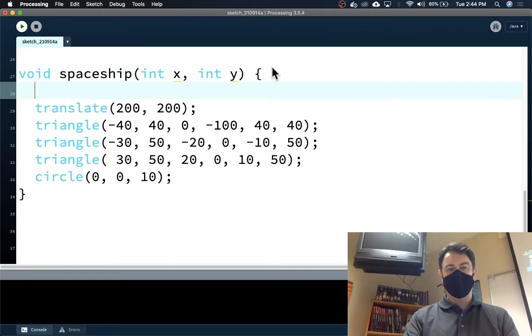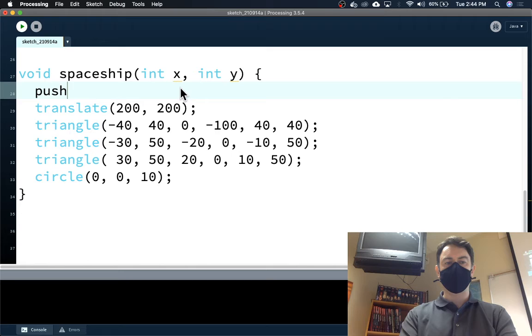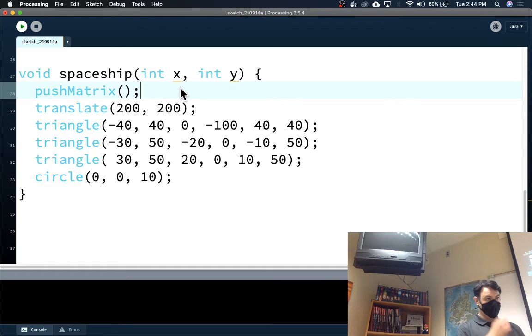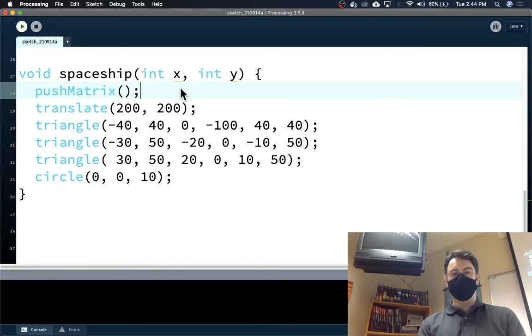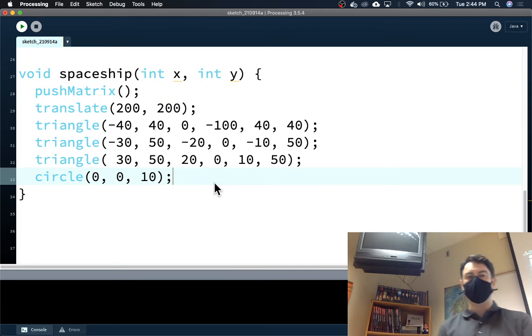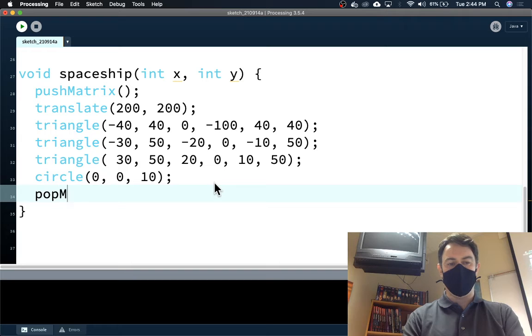you're going to start the top of spaceship with push matrix, like the Matrix movie. Did we watch that trailer last class? Right? We're in the Matrix now. We're here. We're taking the red pill. We're going into the Matrix. And then we're going to end the function with pop matrix.